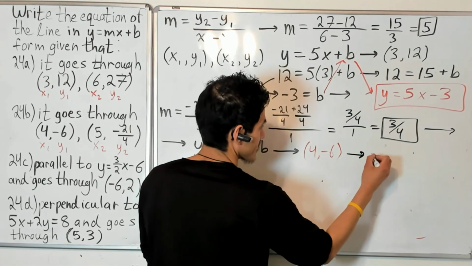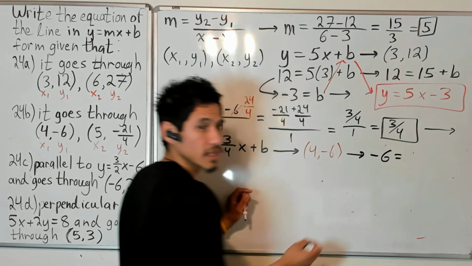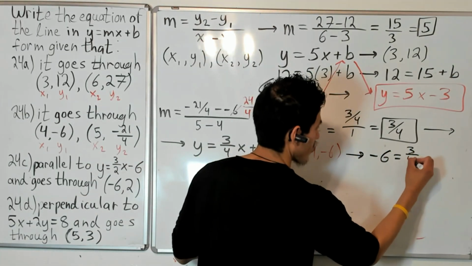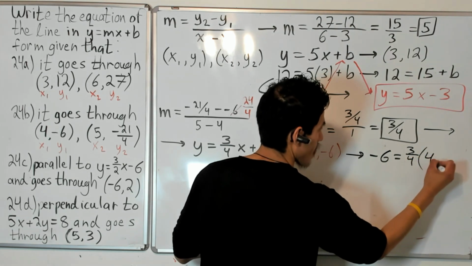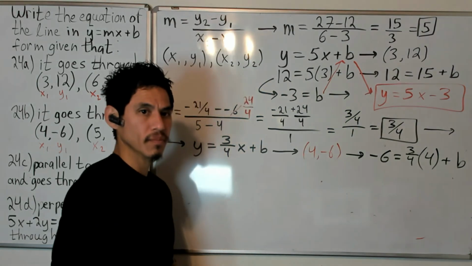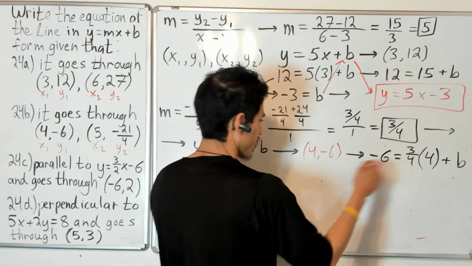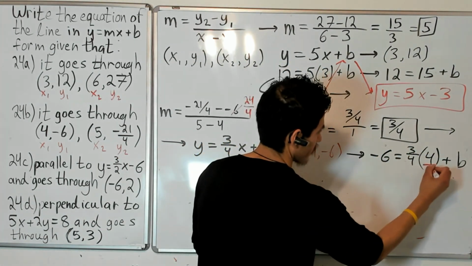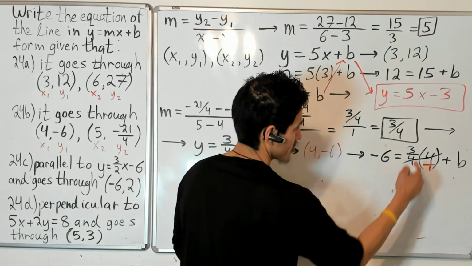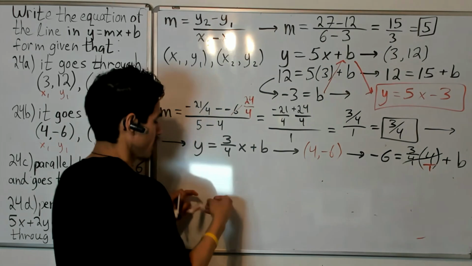I would write this then as -6 equals 3/4 times 4 plus b. Now these 4's cancel here because 4 is the same as 4/1. So if I want to look at it as a fraction, these would cancel and it would just be 3/1.